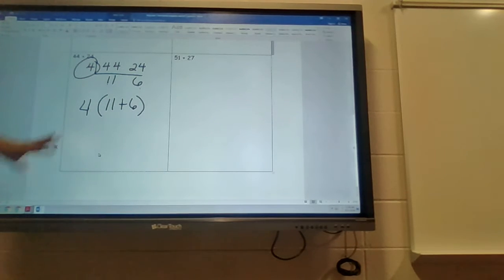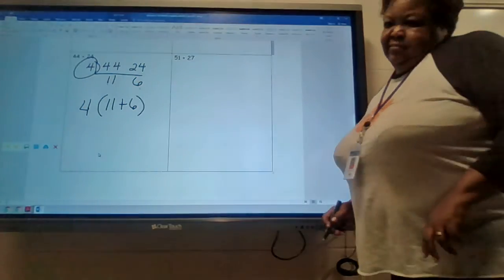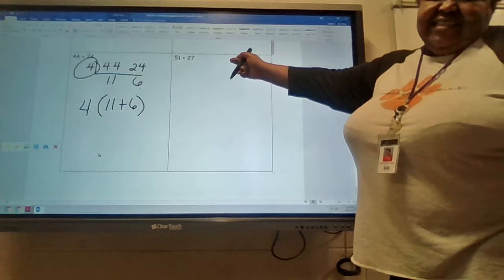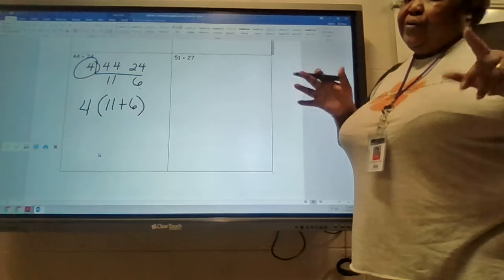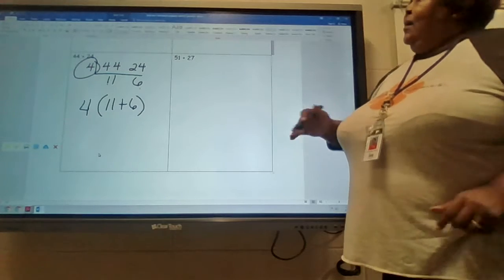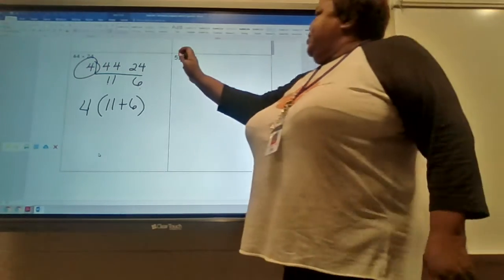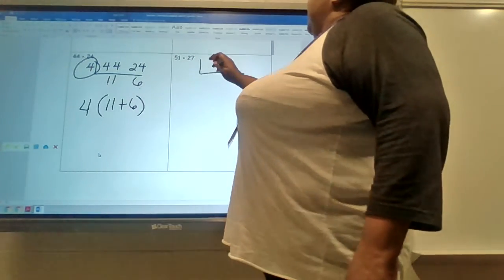Okay? So we're not simply adding these. That's second grade. We are finding the GCF, and what we're doing is called factoring. That's a term we haven't used yet, but that's what we're going to do. It's called factoring, okay? So here, 51 plus 27.